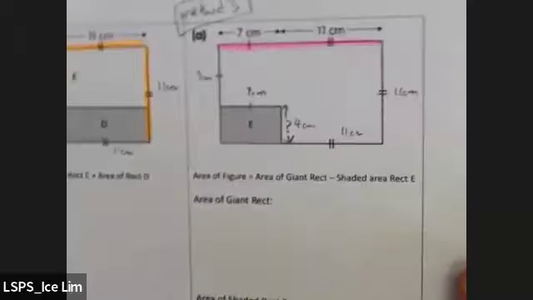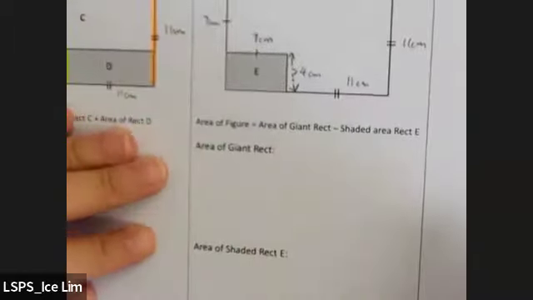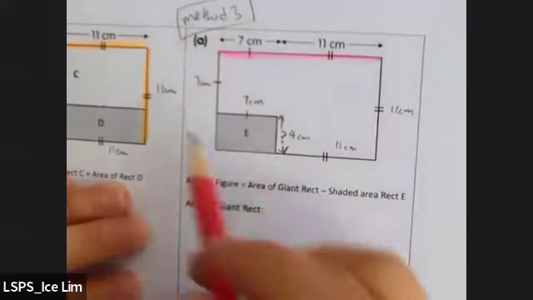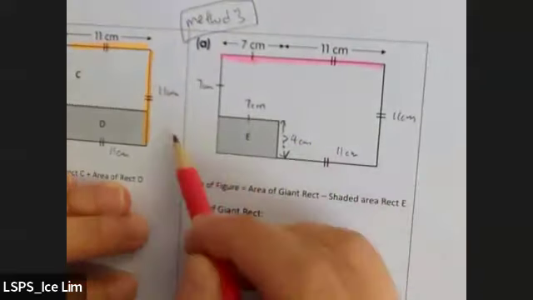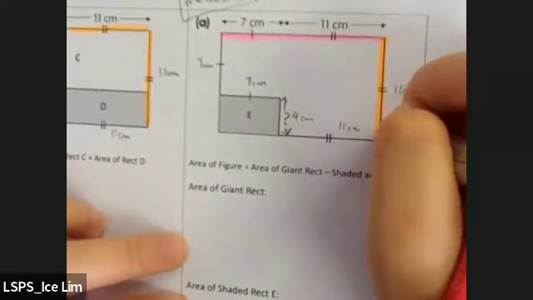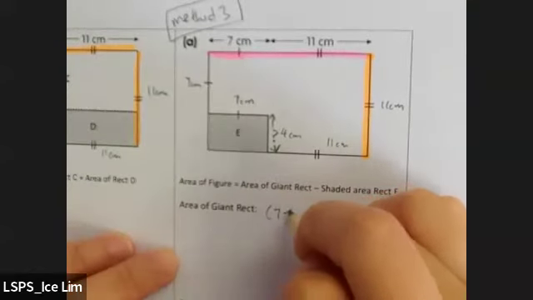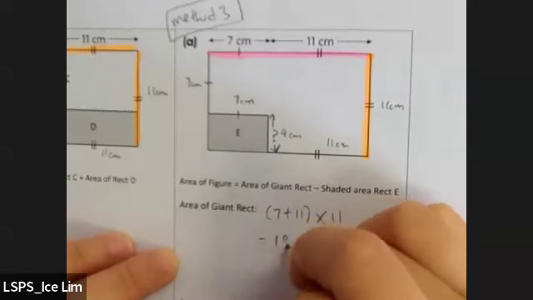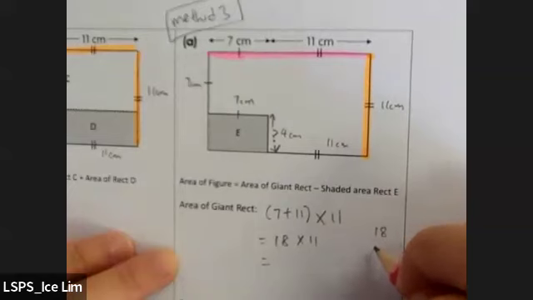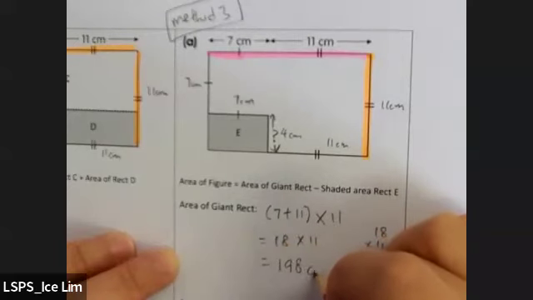Method number 3 first. If you are not method number 3, that means over here is blank. You can start copying now. Giant rectangle is this whole big rectangle here. The length is 18 and the breadth is 11. So for the giant rectangle, length times breadth will be 7 plus 11, then times 11, which is 18 times 11, which will be 198 square centimeters.